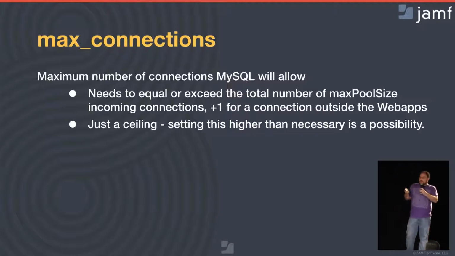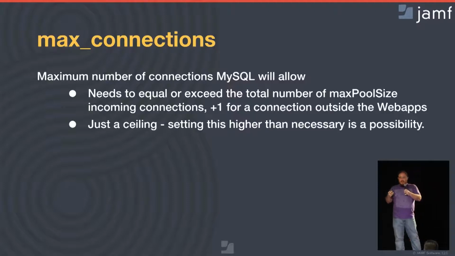This max connection is just a ceiling. It doesn't really affect performance to any degree. It's just the most amount of connections you can have simultaneously. So if you do have a number of processes coming in, you can scale this a little high. It doesn't really affect you too negatively.